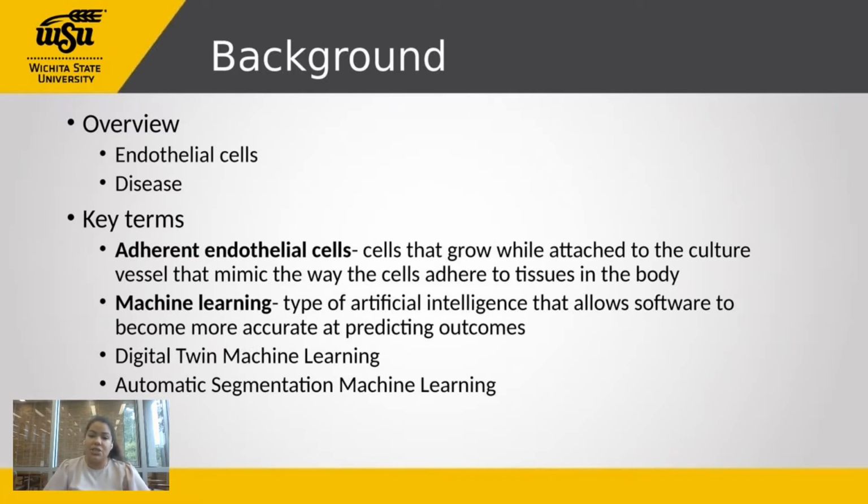And so just some key terms to help you follow along in my presentation are adherent endothelial cells, which are cells that grow while attached to the culture vessel that mimic the way that they are in the body. And then machine learning. It's a type of artificial intelligence that allows software to become more accurate at predicting outcomes the more it's trained. I'm going to be talking about two machine learnings in my presentation. One will be referred to as digital twin machine learning, and the other will be automatic segmentation machine learning.